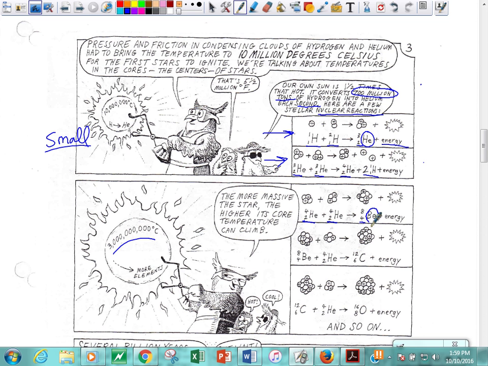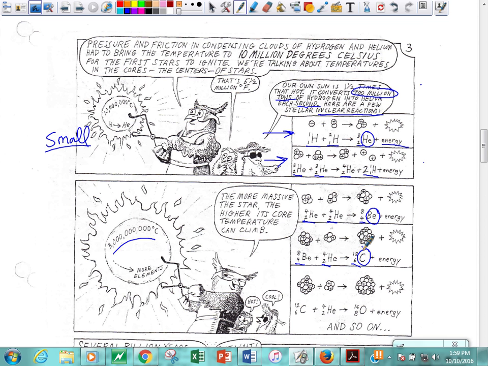And what element did we make? Be, what is it, guys? Beryllium. So beryllium is made by fusing two heliums together. 2 plus 2 is 4. Okay, let's see what 4 plus 2 is. What's 4 plus 2? 6. 6 protons is what element? Carbon. So that's how the carbon atom is made.